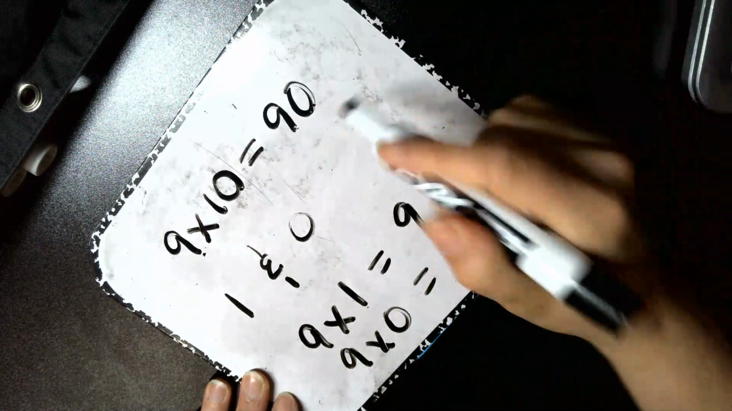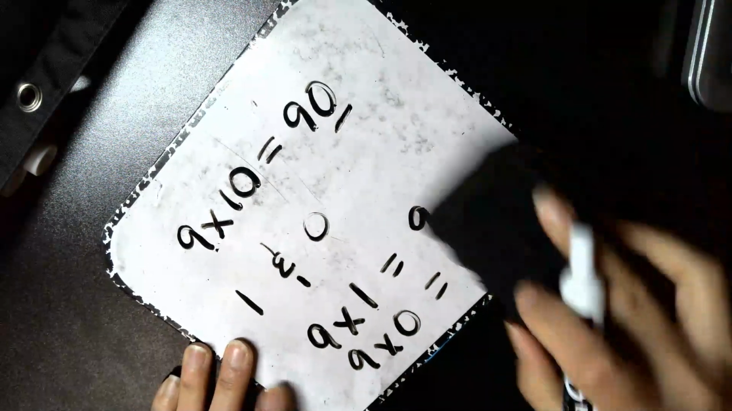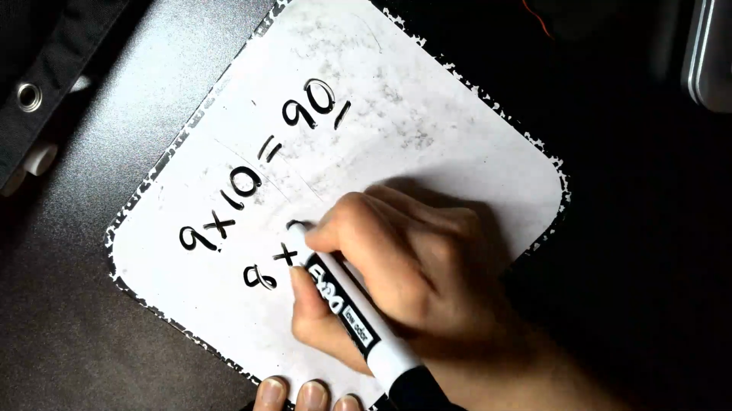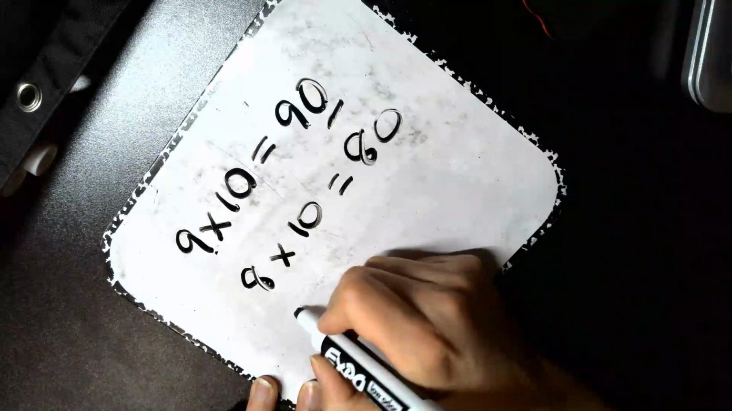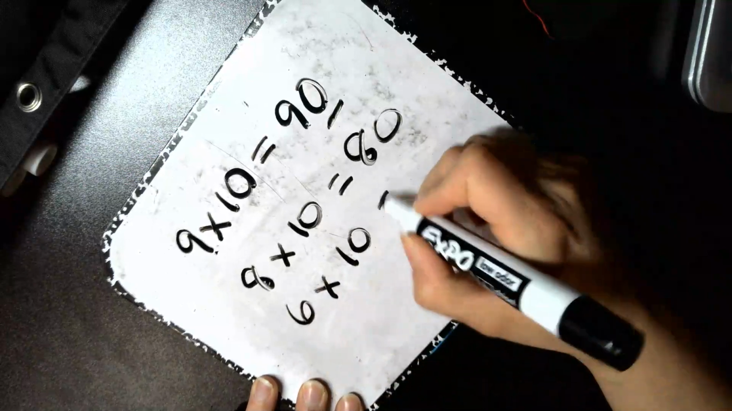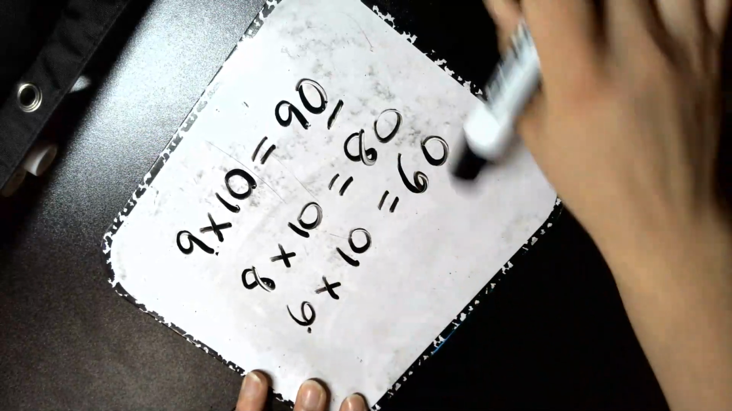So for 9 times 10, you just put the 0 behind whatever number you're multiplying by. So if you have 8 times 10, it's just 8 with a 0 behind it. If you do 6 times 10, it's just 6 with a 0 behind it.